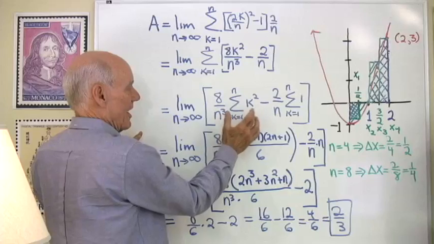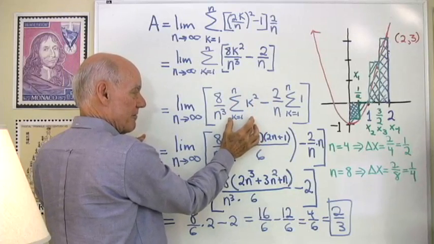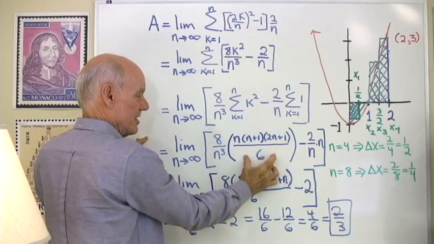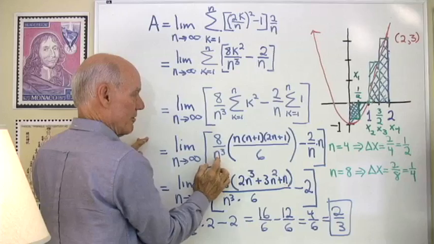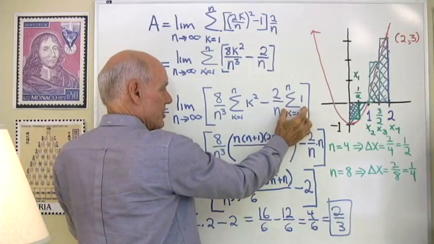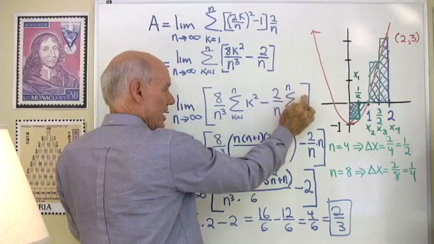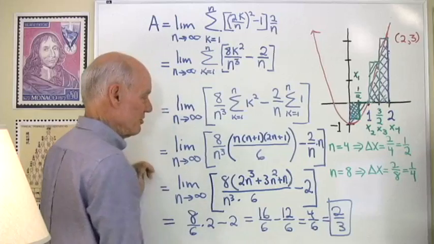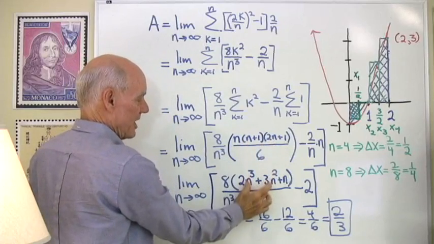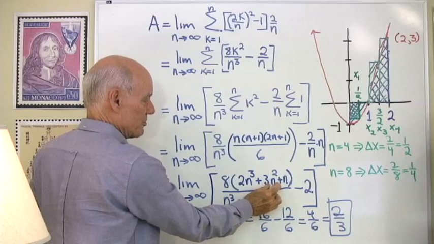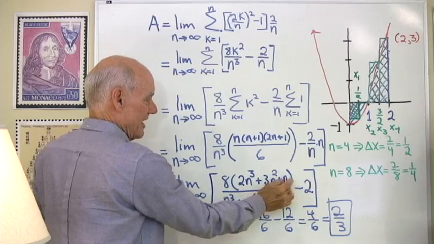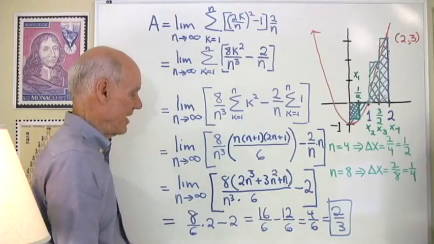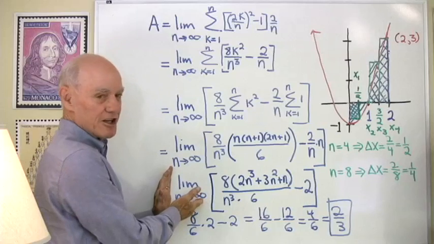So now I have to use my formula here for the sum from k equals 1 up to n of k squared, is this expression right here. There's my 8 over n cubed. And this expression right here, when I take the sum from 1 to n of 1, I just get n. Now I have a little algebra to do right here. So I multiply this out, 2n cubed plus 3n squared plus n. Everything else is the same. Well, 2 over n times n is just 2. I simplify that. Now I'm ready to take the limit.